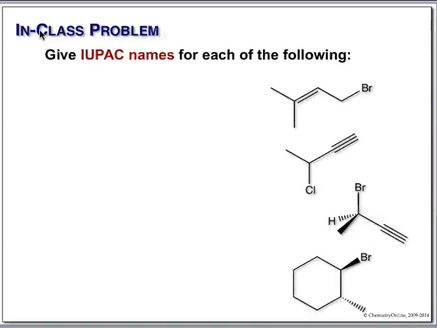It's going to be a 1, 2, 3, 4. So it's a butene. We're going to have 1 bromo. It's going to be a 2-ene and a 3 methyl. 1 bromo, 3 methyl, 2 butene.